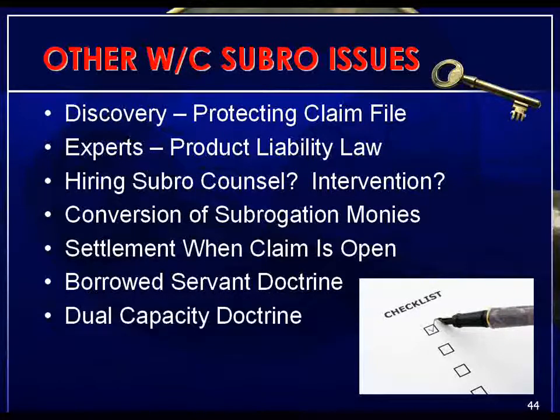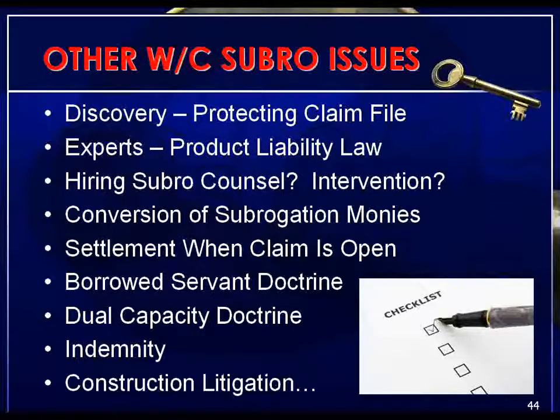Dual Capacity Doctrine, knowing if a defendant is also a manufacturer of a product. Many states allow you to sue an employer even though he's the employer because he also helped manufacture a product or a process. Indemnity, we talked about how even an employer can be brought in even where he's immune. We talked about construction litigation, and we'll talk briefly about that. But I want to just talk briefly about MSAs.